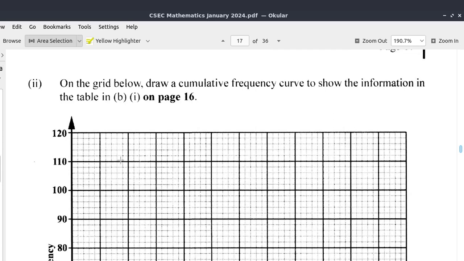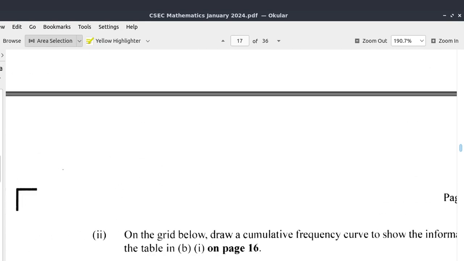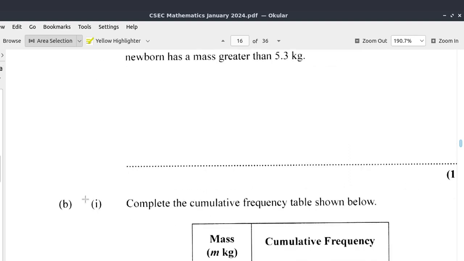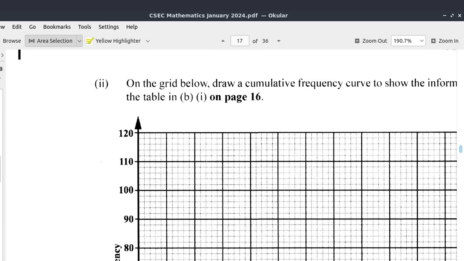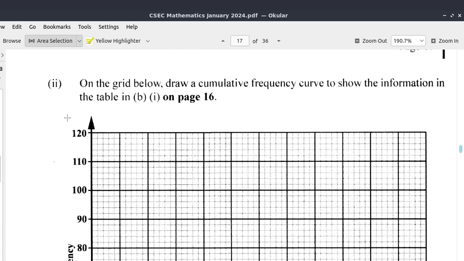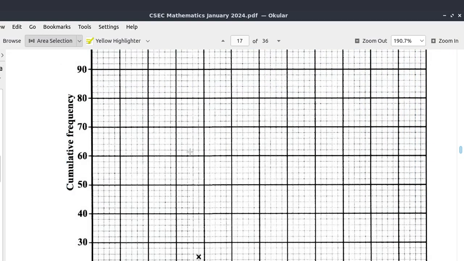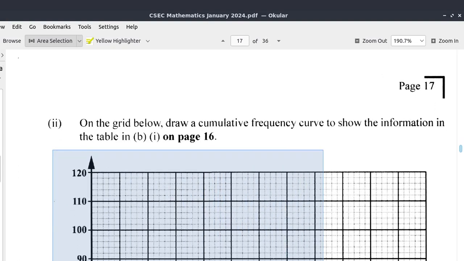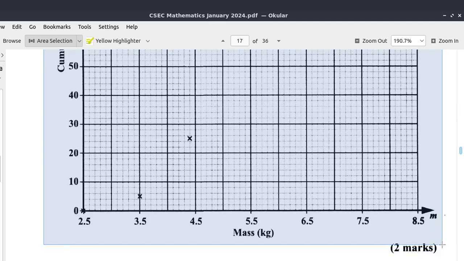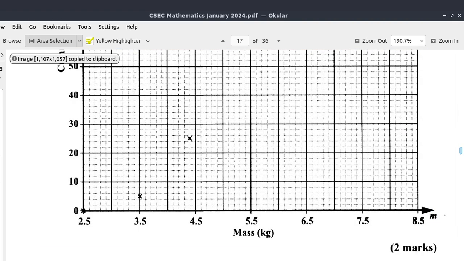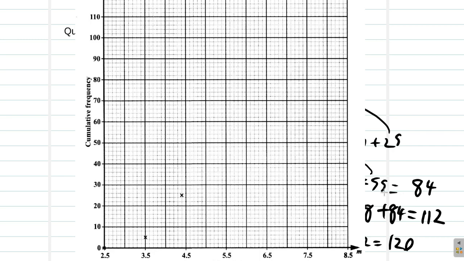All right, so we continue question 5b from the January 2024 CSEC mathematics paper, and we have this cumulative frequency curve to complete. Let me just copy it and paste it over here. All right.